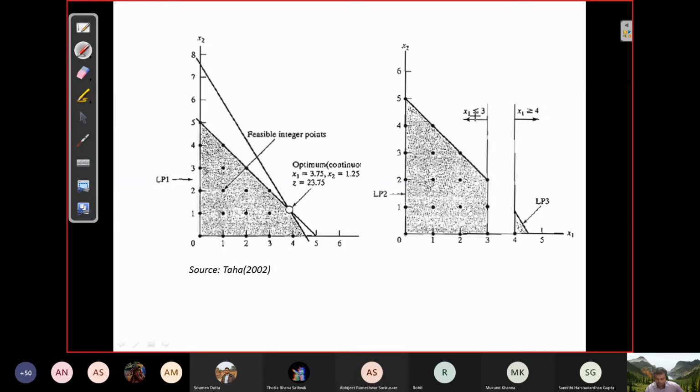How to branch? You write two constraints so that all the fractional values in between this range can be eliminated. Because x1 is 3.75, I can write x1 less than or equal to 3 and x1 greater than or equal to 4. If we add these two constraints to the system, I get these two subproblems. Let us call them LP2 and LP3. The original one was LP1. Now these two subproblems are created, LP2 and LP3.